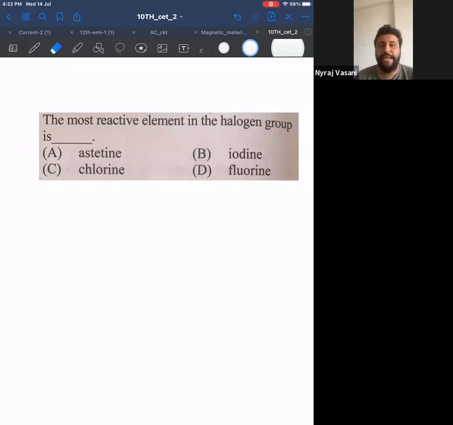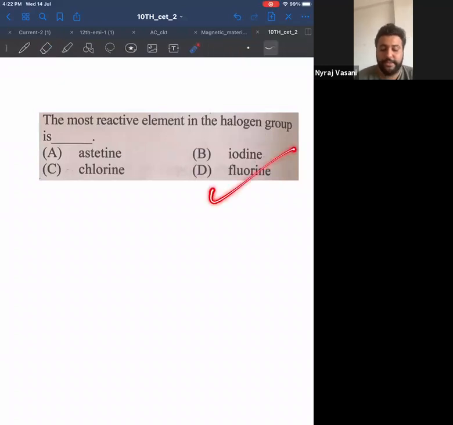The most reactive element in the halogen group is fluorine. And the most common wrong answer is chlorine. So answer C is wrong. Answer D is correct. That means fluorine is the right answer. The most reactive halogen. If you did not know, now you know. So any question regarding reaction in halogens, highly reactive, reacts very fast, the answer is fluorine. Okay, not chlorine. The most common wrong answer is chlorine, but you should give the answer as fluorine, which is most reactive.